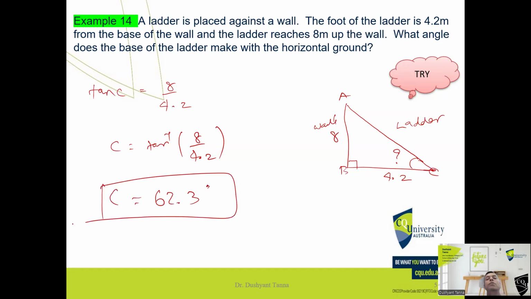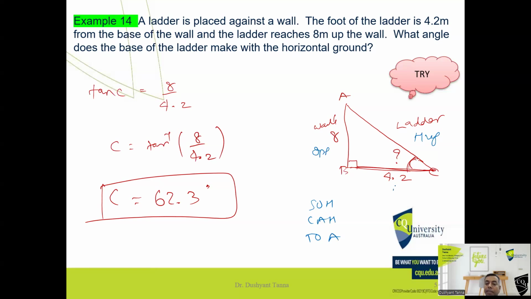You draw a ladder, you draw a wall. The foot of the ladder is 4.2 from the base. So you have that information. Where the ladder touches the wall is 8 meters high. What angle does it make, right? You wanted to find the angle. What you know is the opposite side. That's what you know, right? This is the opposite side.